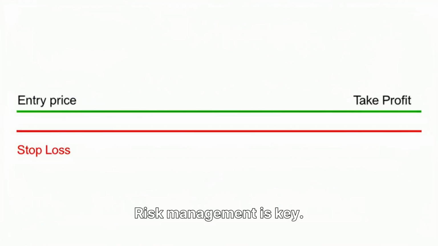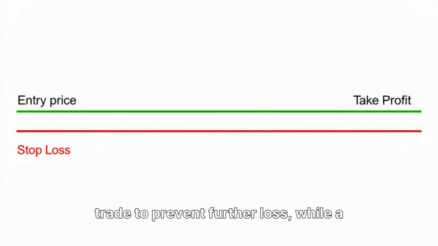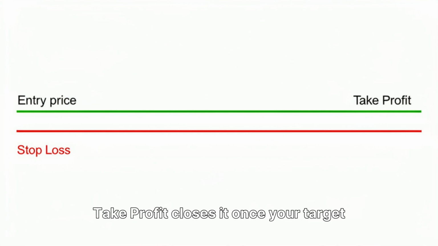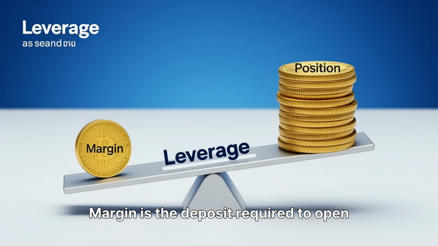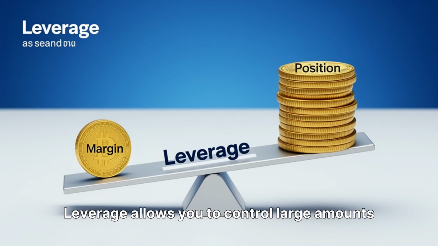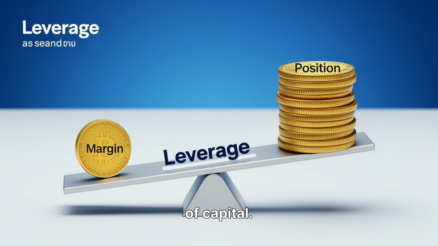Risk management is key. A stop loss automatically closes a losing trade to prevent further loss, while a take profit closes it once your target gain is reached. Margin is the deposit required to open a position. Leverage allows you to control large amounts of currency with a relatively small amount of capital.